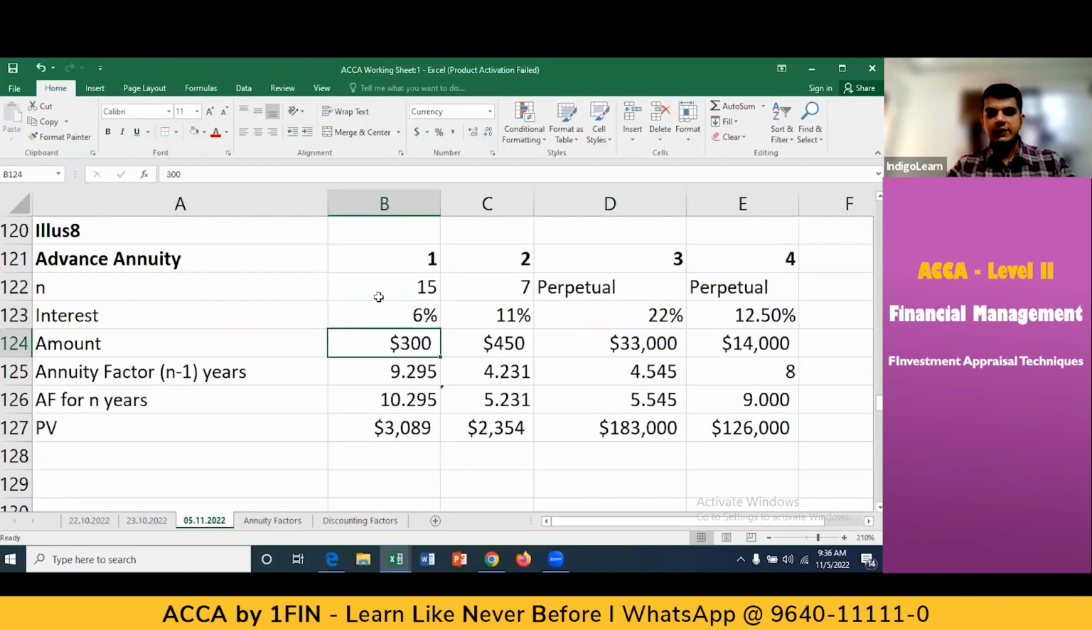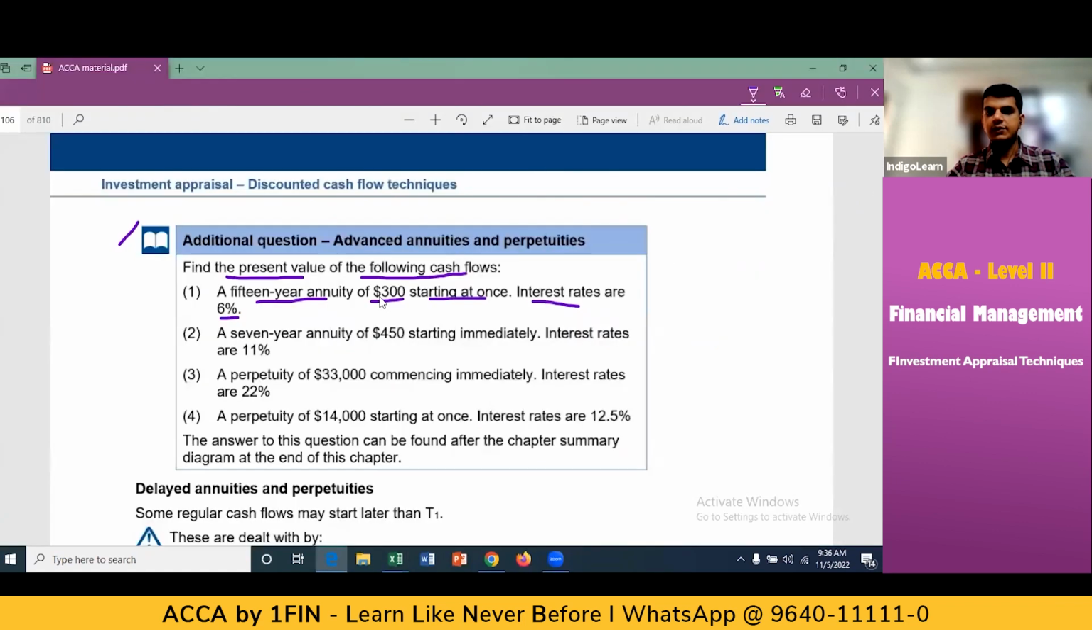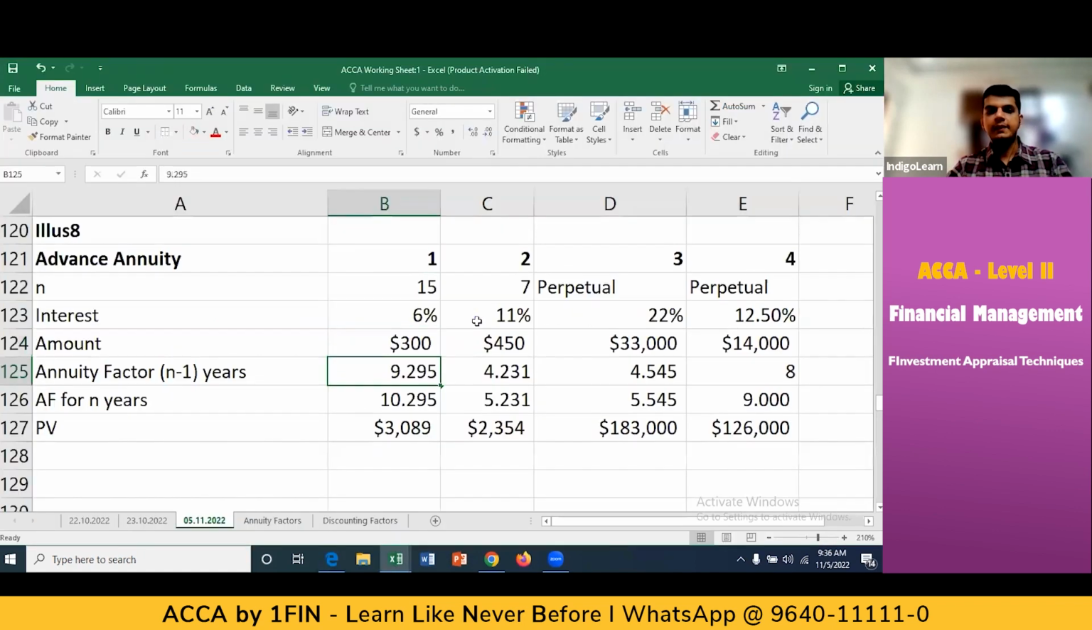300 is the annual cash flow. Annual cash flow is $300. And starting at once means you will be receiving amount from year 0 only. Then we have to calculate first the annuity factor for n minus 1, that is 15 minus 1.